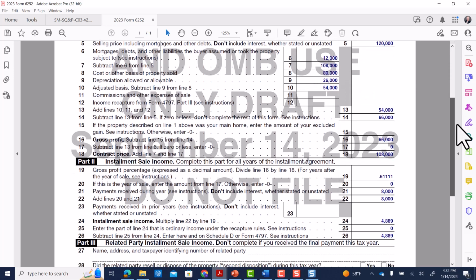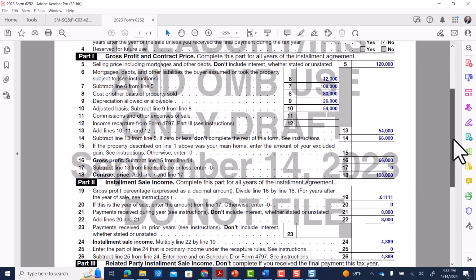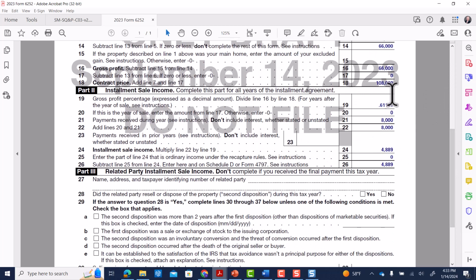Yeah, I don't know what that is, but we're good because the payments received during this year are 8,000, right? They paid us 8,000 down, correct? 8,000 down, the rest of it is a note payable in future years. So I take the 8,000 and multiply by the gross profit percentage. I get my installment sale income of 4,889. And that's it. See, it's not too bad.